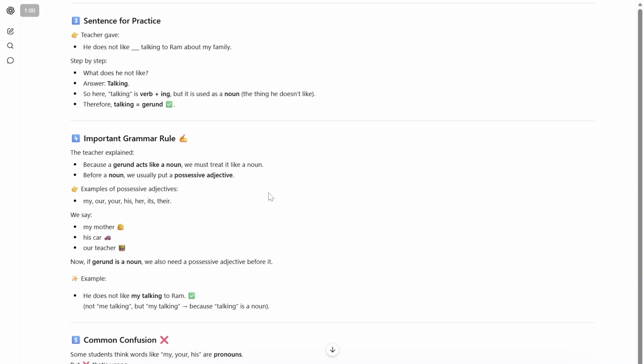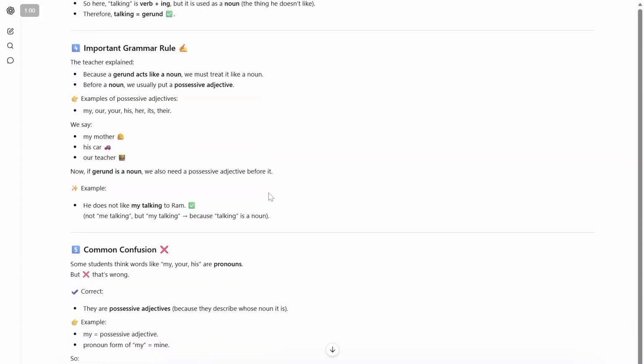Important grammar rule. The teacher explained, because a gerund acts like a noun, we must treat it like a noun. Before a noun, we usually put a possessive adjective. Examples of possessive adjectives: my, our, your, his, her, its, their. We say, my mother, his car, our teacher. Now, if gerund is a noun, we also need a possessive adjective before it. Example, he does not like my talking to Ram. Not me talking, but my talking, because talking is a noun.